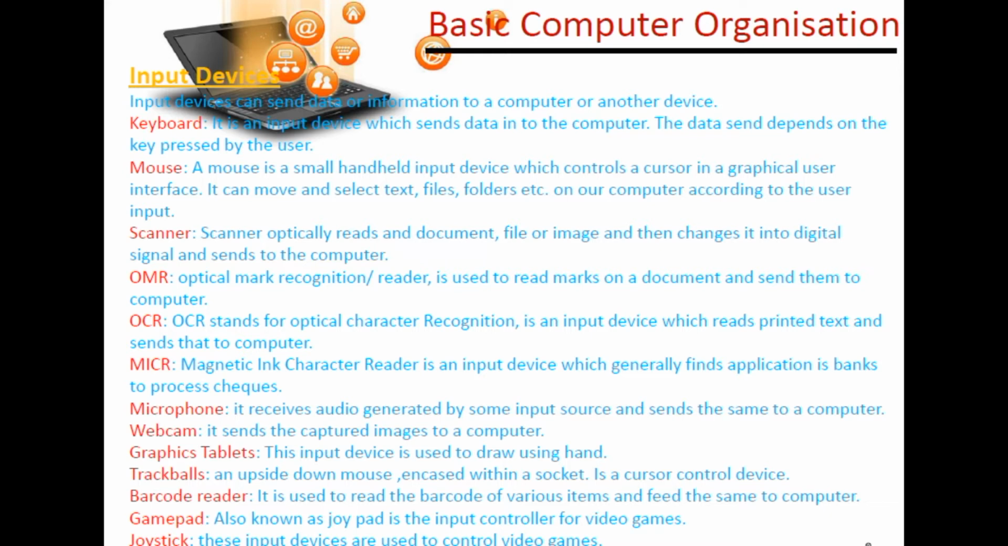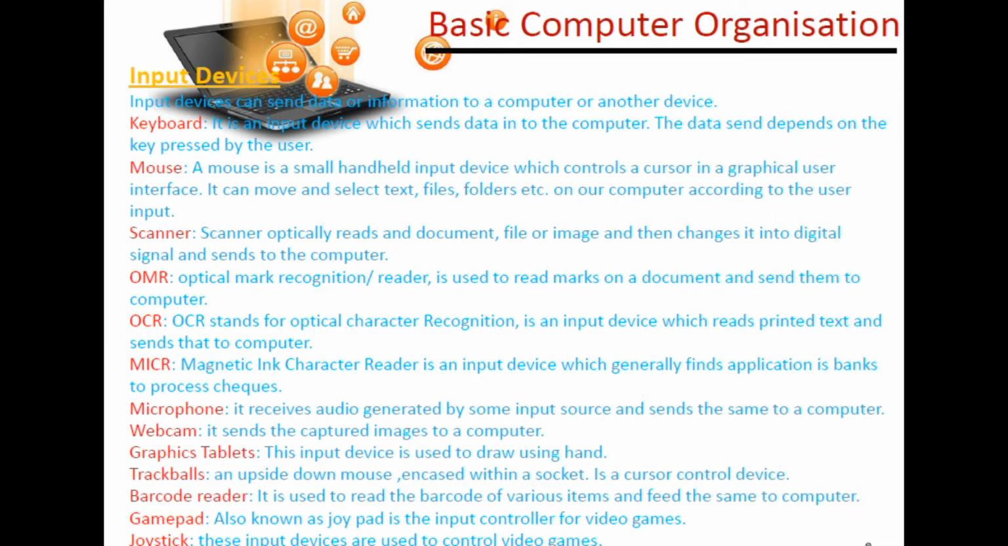Graphic tablets: this input device is used to draw using the hand. Trackball: students, in places where the mouse does not fit in the space, a trackball is used. It means if we have less space, in place of a mouse we can use a trackball. It works the same as a mouse, but inversely. Suppose you roll upward, the cursor will move down. If you roll downward, the cursor will move upward.